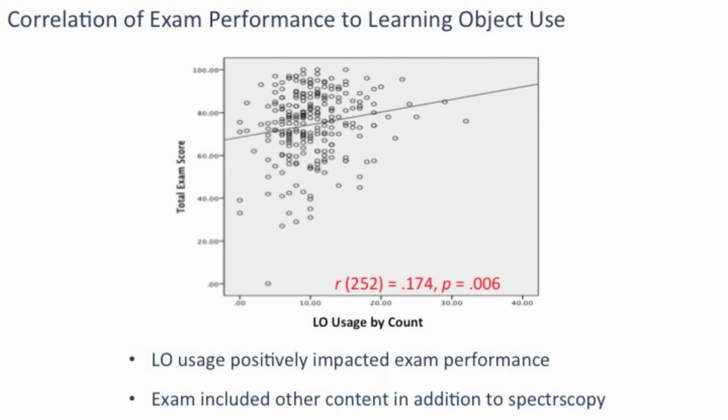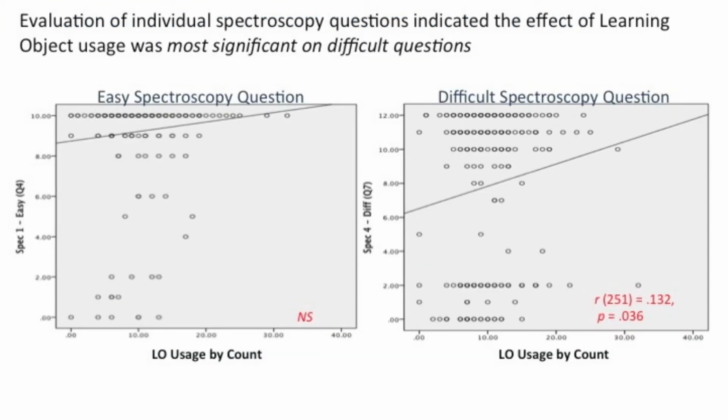So this is one of the things that we looked at. We looked at exam performance relative to how often the students had used the learning objects. Both the VoiceThread and the screencasts were linked out through C-Tools, so we could monitor their usage over the term. This is the second exam, which has more spectroscopy content in it, but it is not entirely spectroscopy, so you have to keep that in mind. But there was a positive correlation here showing us that increased learning object usage had a positive impact on their performance on the exam.